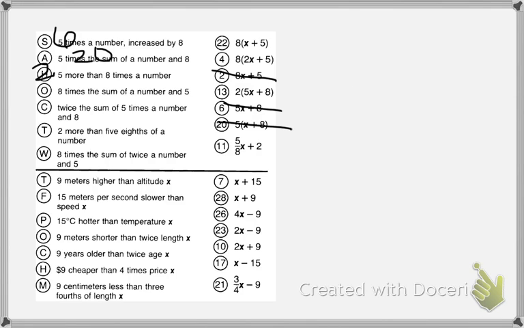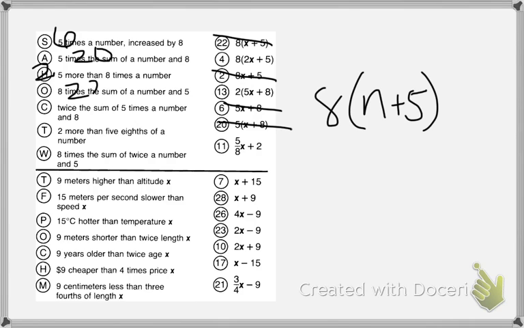8 times the sum of a number and 5. There it is. That's 8 times the sum of a number and 5. That's 22. Do you see how I'm doing them? If you watch how I break it down off to the side, you get a feeling for how you do these.